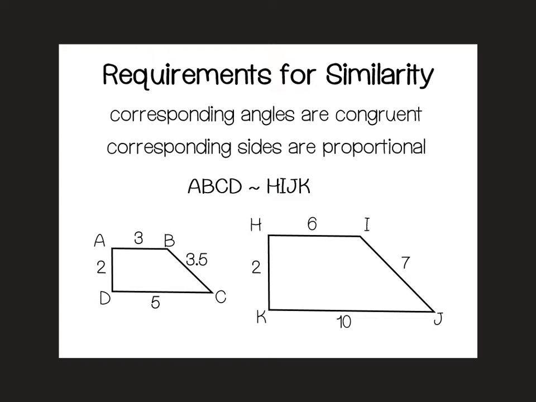For two shapes to be similar, the following things have to happen. Their corresponding angles have to be congruent, and their corresponding sides have to be proportional. So this right here is called a similarity statement. When you read it, you say ABCD is similar to HIJK. So this right here means similar.